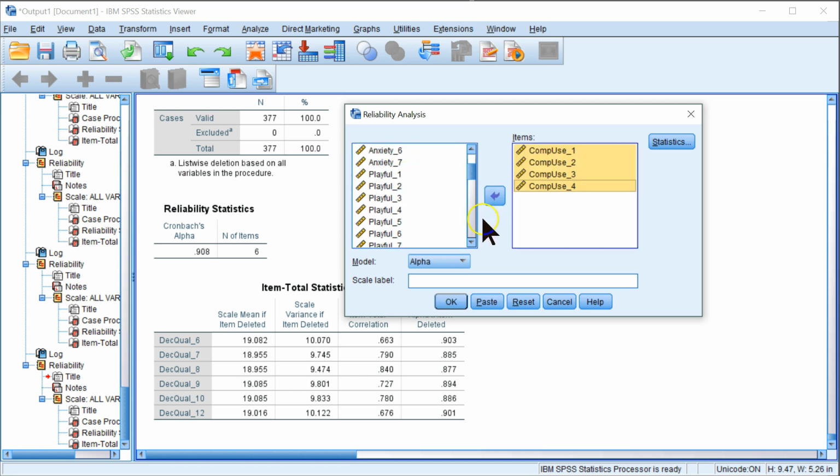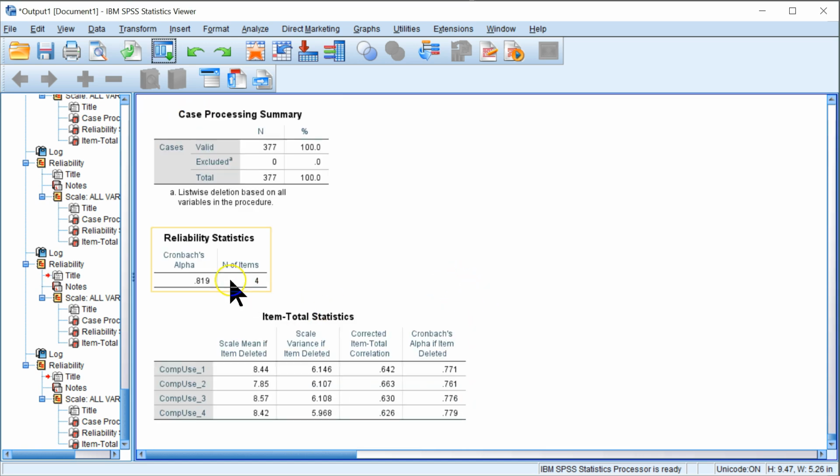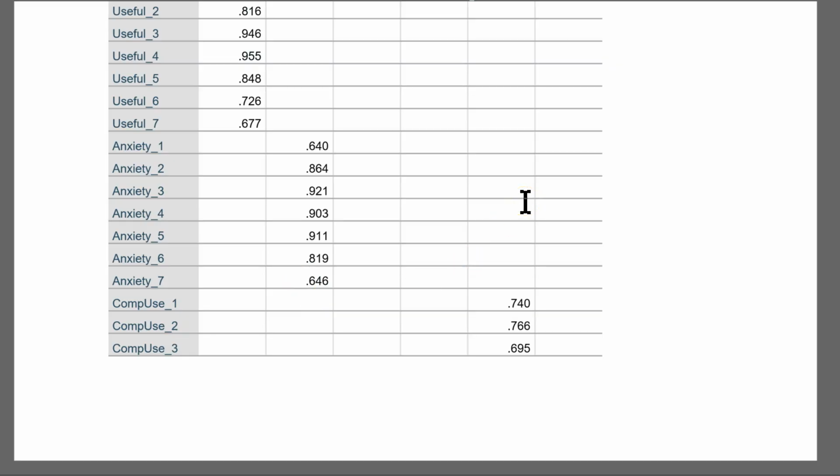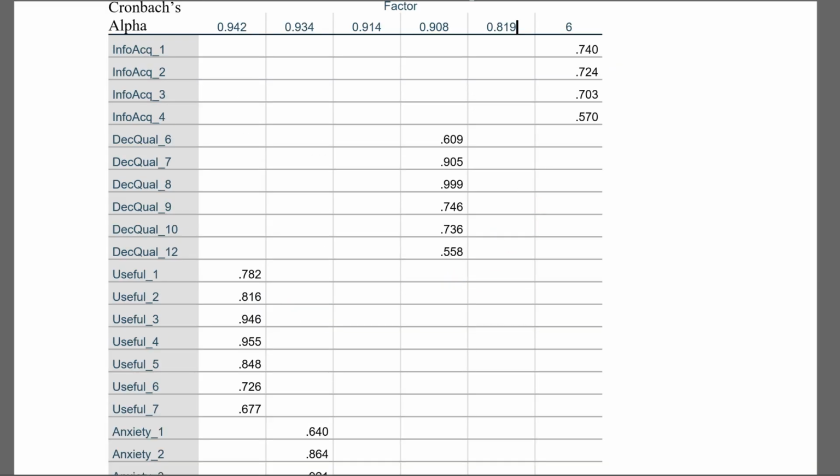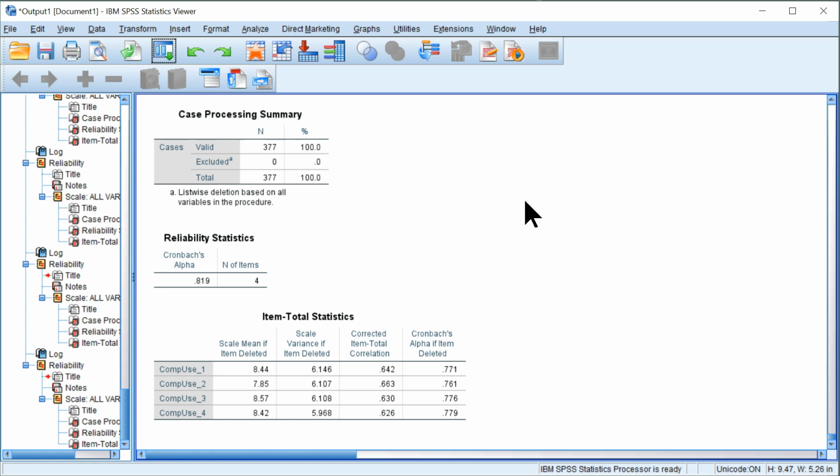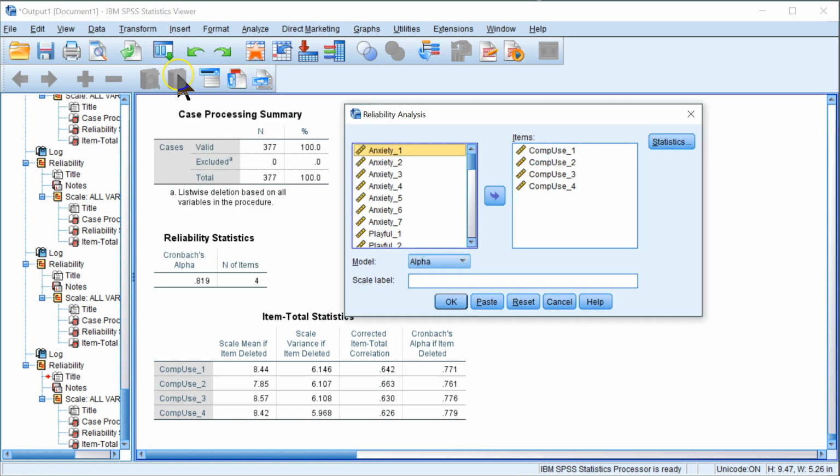Only four items there. Good thing they worked. 0.819, good. And the last one is information acquisition. Run that. If I'm going too fast for you, that's fine. Oh, we don't want number five, just 1 through 4.